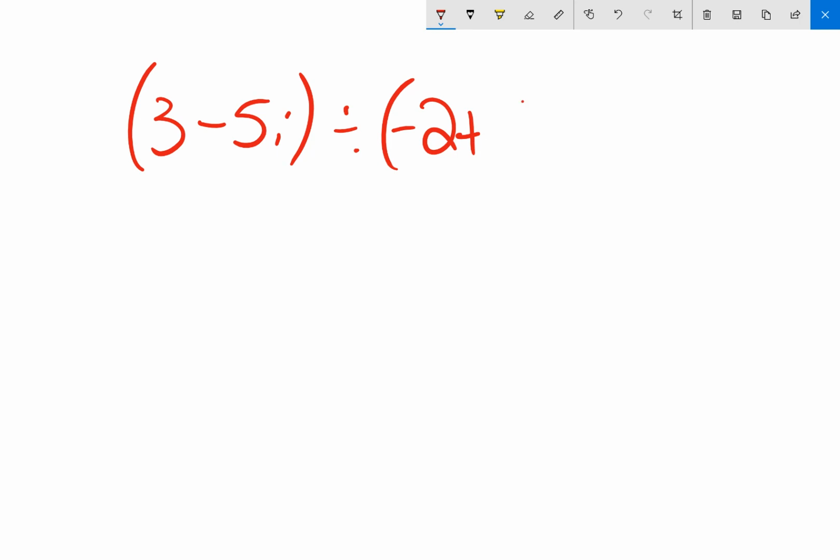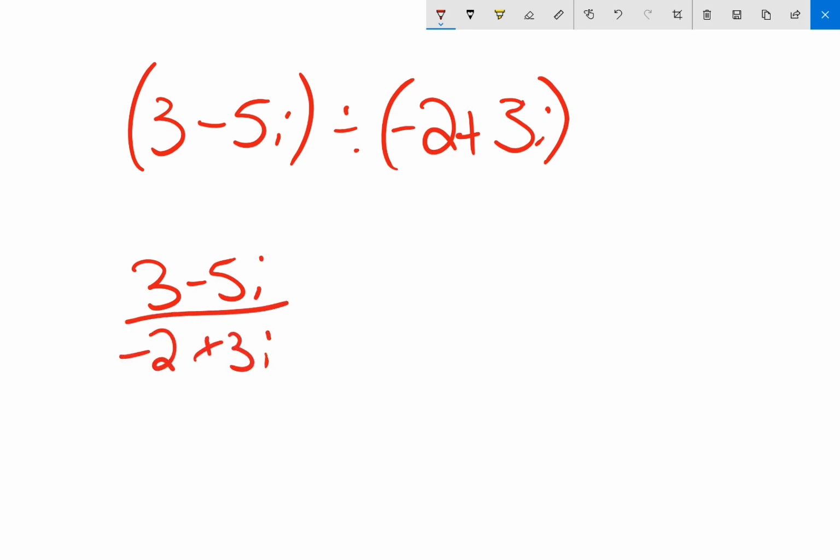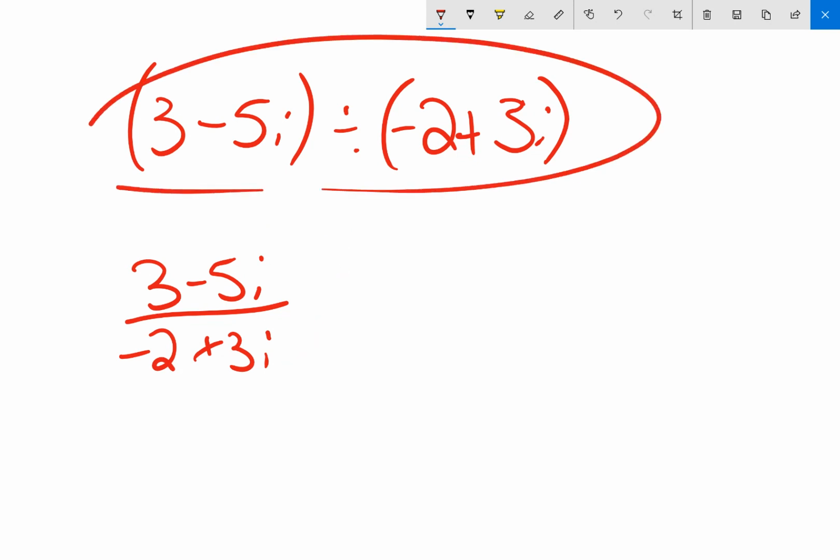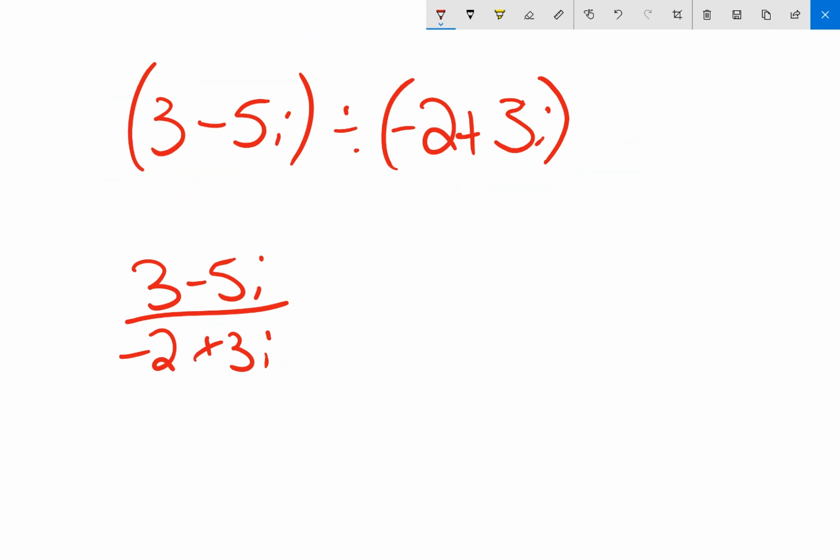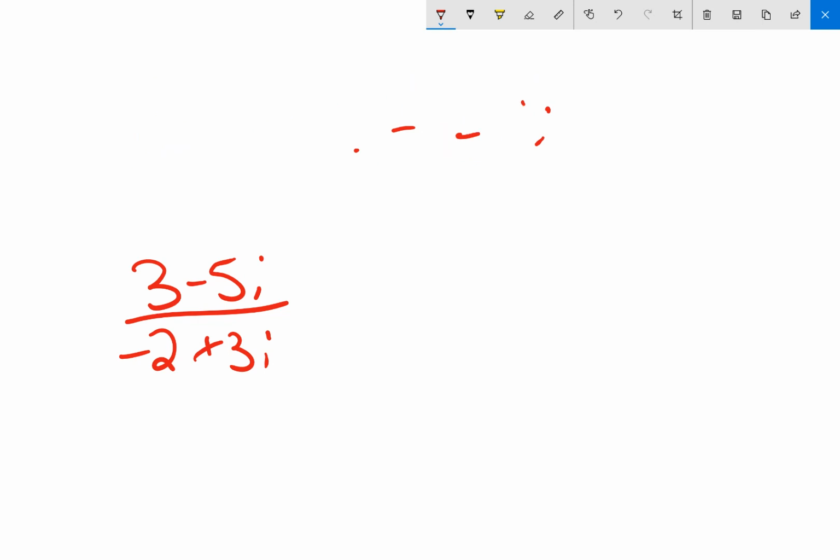I'm going to say I've got 3 minus 5i divided by negative 2 plus 3i. Now, we never wrote it this way in class. This can be written the exact same thing as 3 minus 5i on top, and on bottom have negative 2 plus 3i. So this is the same thing as this, except it's written vertically rather than horizontally. So I'm going to erase what was up here, and I'm just going to stick with my new version of it.